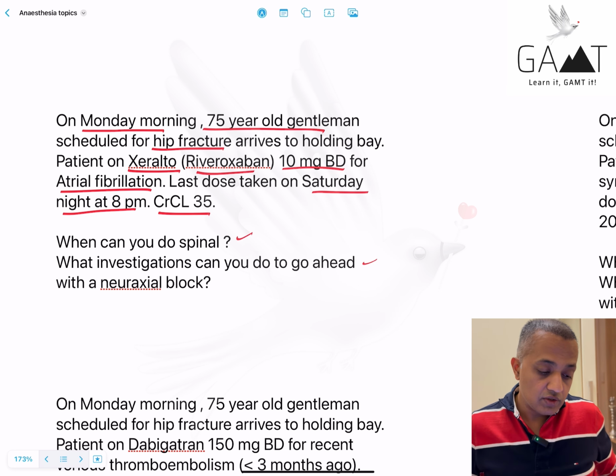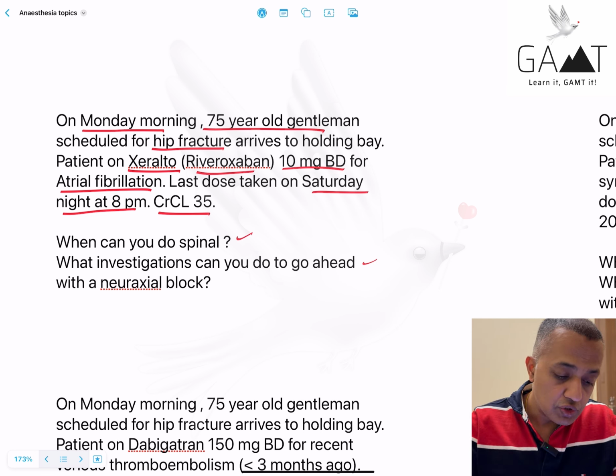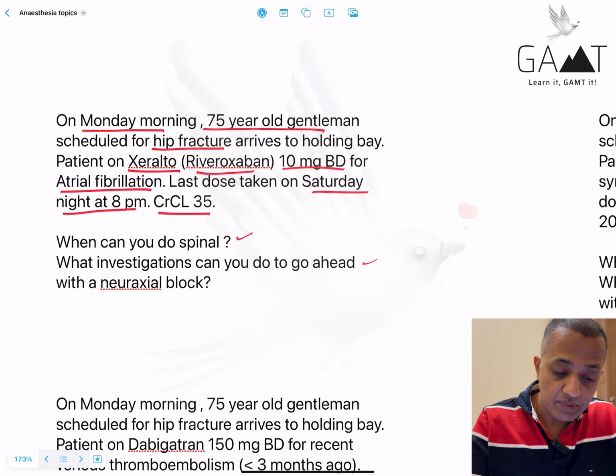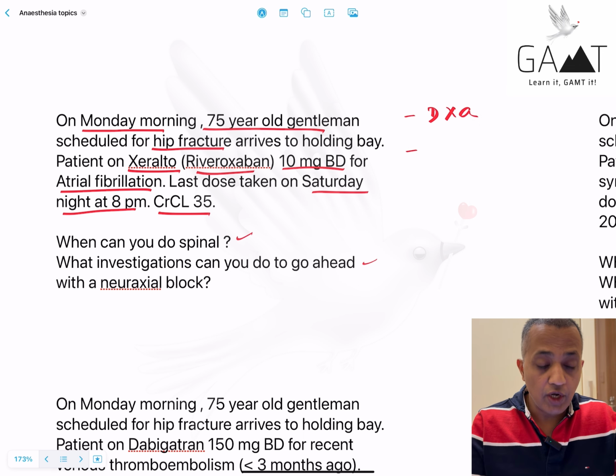All right. Okay. So let's fix this. So Xarelto 10 milligrams. The indication is atrial fibrillation. So he's on Xarelto, rivaroxaban, apixaban is a direct 10A inhibitor. That's number 1. Is he on low dose or high dose?